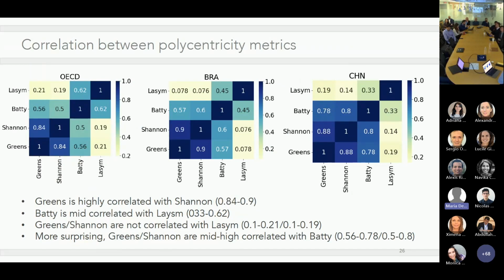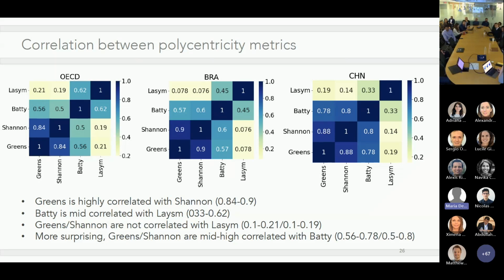I'm not going to go into too much detail here, but this is just looking at the correlation between these different metrics. As we might expect, Greens and Shannon, because they both look at cluster size, are very correlated. Batty and LASM, which both look at the distribution of the employment or clusters in space, are a bit correlated, but the others are less correlated. So you can group these things in your mind. Greens and Shannon are very similar. Batty and LASM both look at distribution in space, but they're not very similar. They're quite distinct aspects of that, and they're sort of 2 categories. We have some correlation between Greens and Shannon and Batty, but we can leave that aside for now.